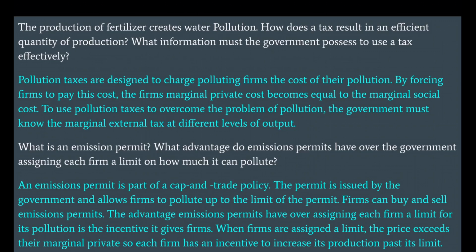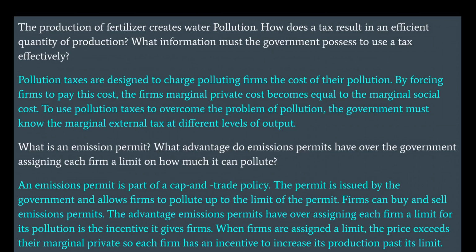The production of fertilizer creates water pollution. How does a tax result in efficient quantity of production? What information must the government possess to use a tax effectively? Pollution taxes are designed to charge polluting firms the cost of their pollution. By forcing firms to pay this tax, the firm's marginal private cost becomes equal to the marginal social cost. To use pollution taxes to overcome the problem of pollution, the government must know the marginal external cost at different levels of output.